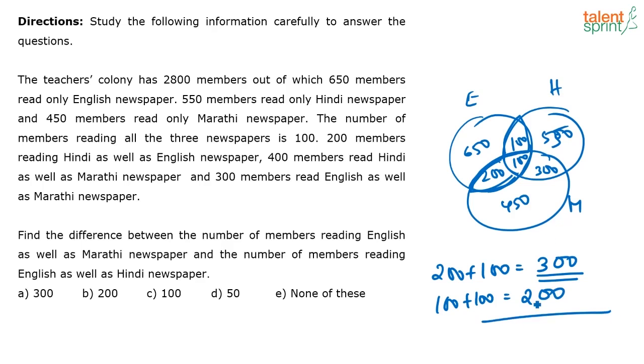Now the difference between the number of people who read English and Marathi and English and Hindi is nothing but 300 minus 200, that is equal to 100. See, even if you don't consider this 100, you will still get the same answer because the 100 is common in both the sets. Anyway, it's going to get cancelled when you subtract. So the correct answer for this question is option C.